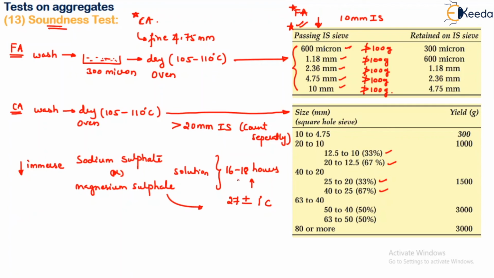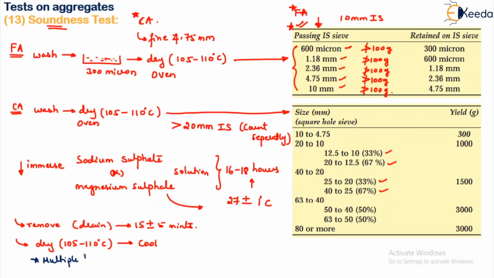Now, after we immerse it for 16 to 18 hours, we have to remove the aggregates and drain this solution for about 15 plus or minus 5 minutes. Okay, so once we remove it and drain it, we have to oven dry the aggregates again at 105 to 110 degrees centigrade, and then the sample is allowed to cool at room temperature. Now, this entire process we have to repeat multiple times. How many times is not specified. It depends upon the purchaser and the vendor how many times you have to do the test.